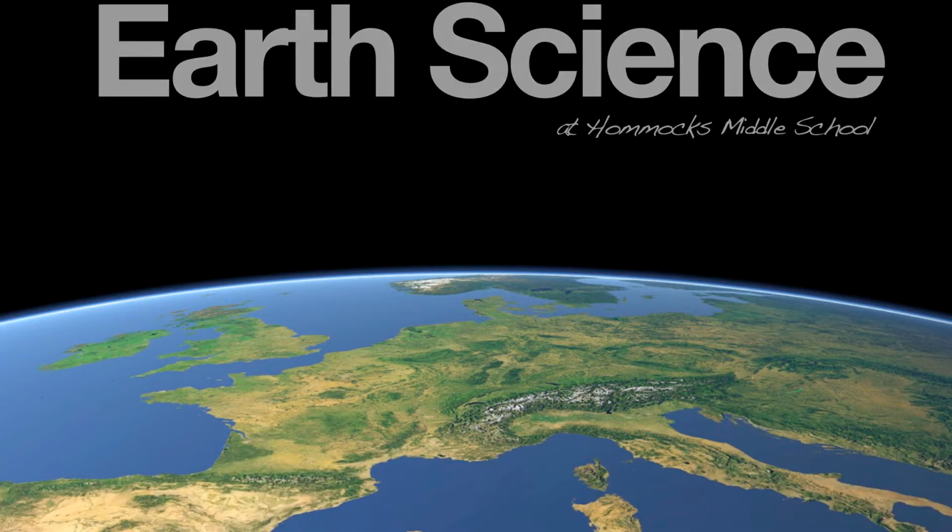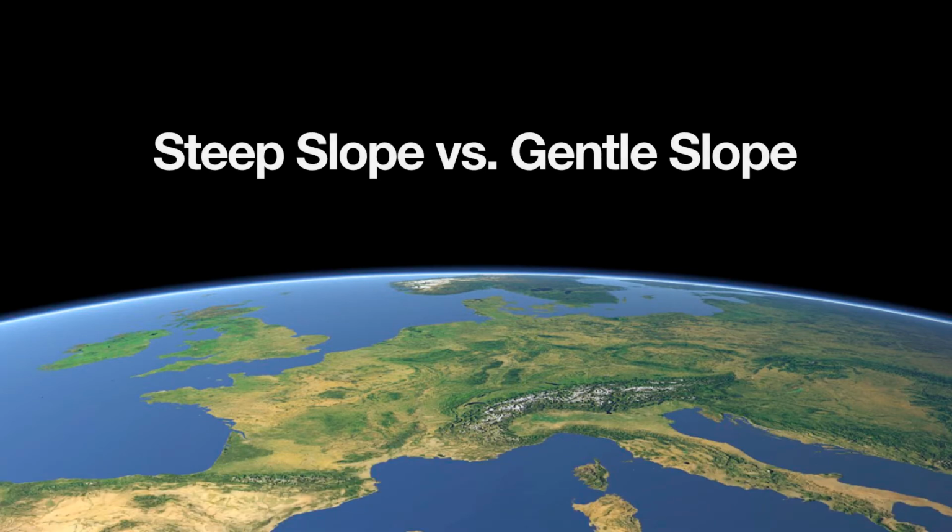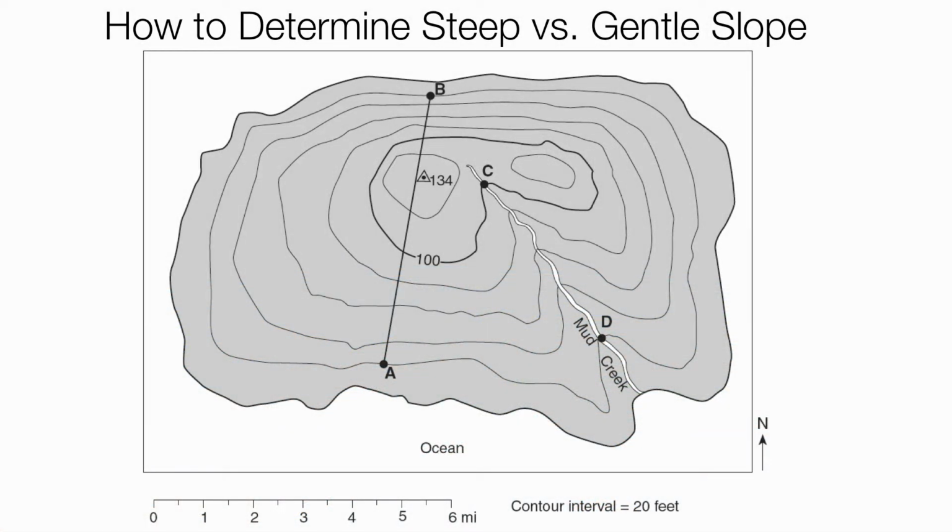Today we'll focus our attention on topographic maps and the difference between steep slopes and gentle slopes. So when you have a topographic map, there's a couple features that you need to look at. Probably the most important is going to be right at the very bottom. Sometimes you're going to have a scale that's going to tell you linear distance between points. In this case, it's going to be in miles.